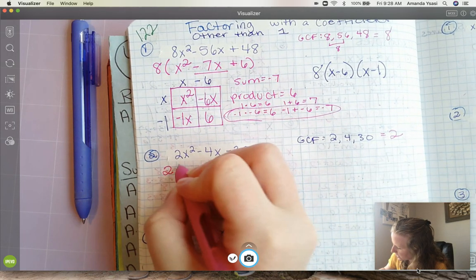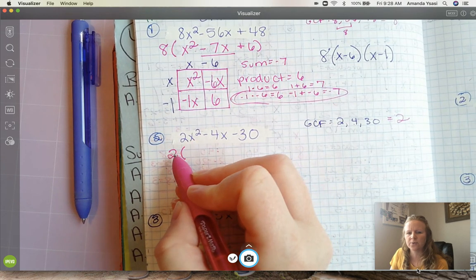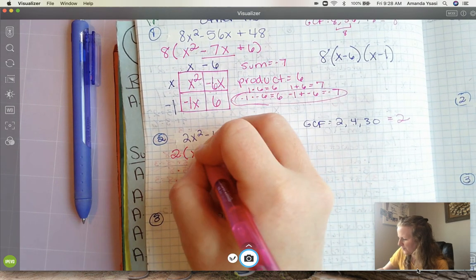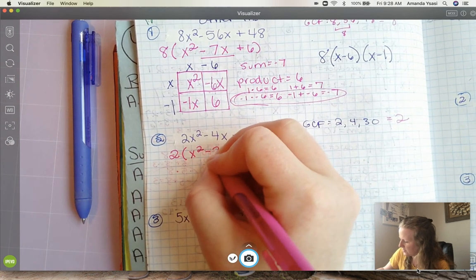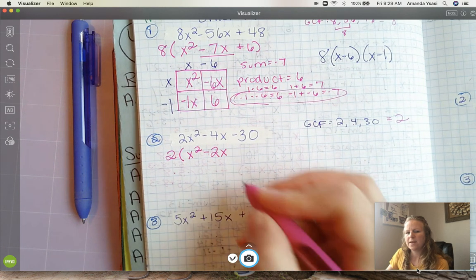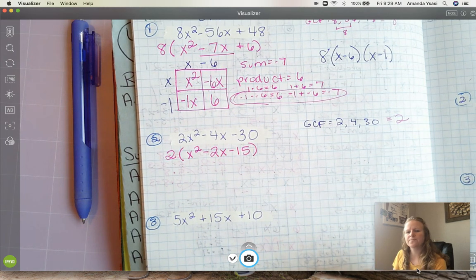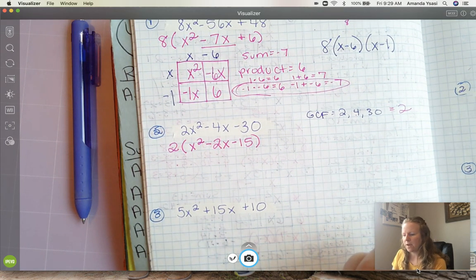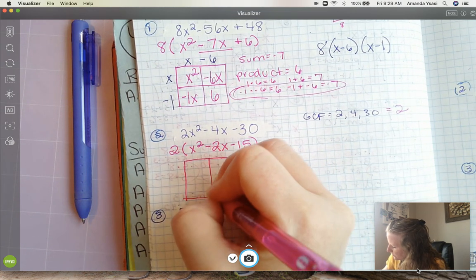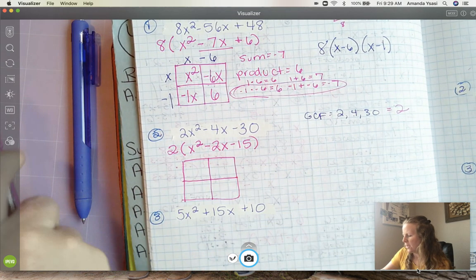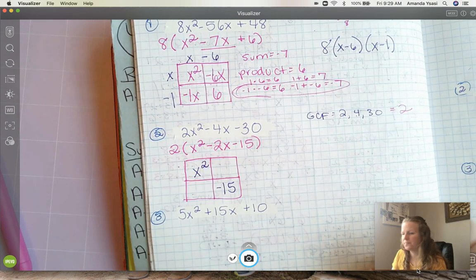So we take a 2 out and we divide. So 2x squared divided by 2 would just give us x squared. -4x divided by 2 is -2x. And -30 divided by 2 is -15. All right, so now we want to do our box. And we know x squared goes here and negative 15 goes here.